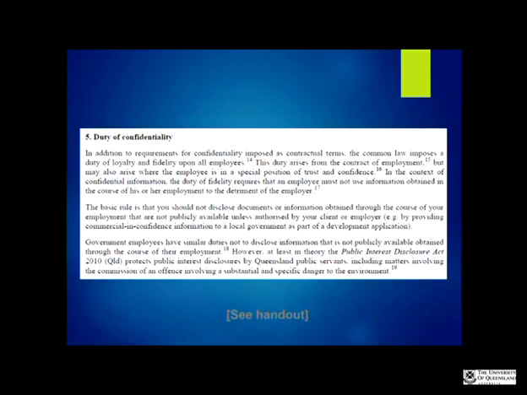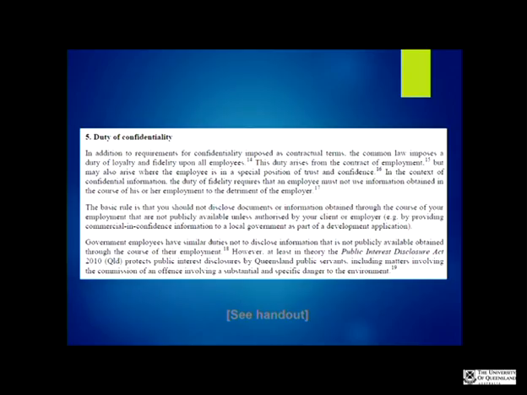Okay, well, in addition to what we see as confidentiality clauses in contracts, the common law also imposes a duty of loyalty and fidelity upon all employees. This comes out of the contract of employment, but also if the employee is in a special position of trust and confidence. This means that an employee must not use information obtained in the course of his or her employment to the detriment of their employer.